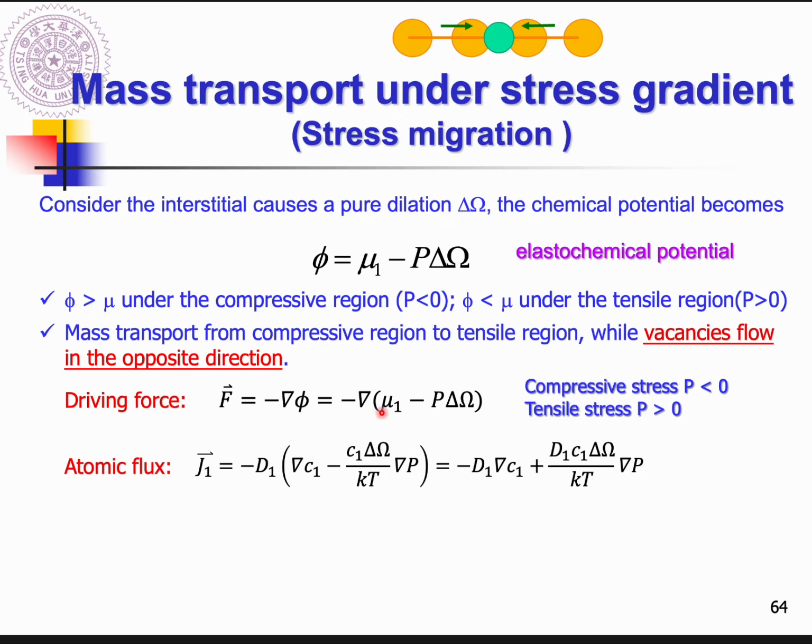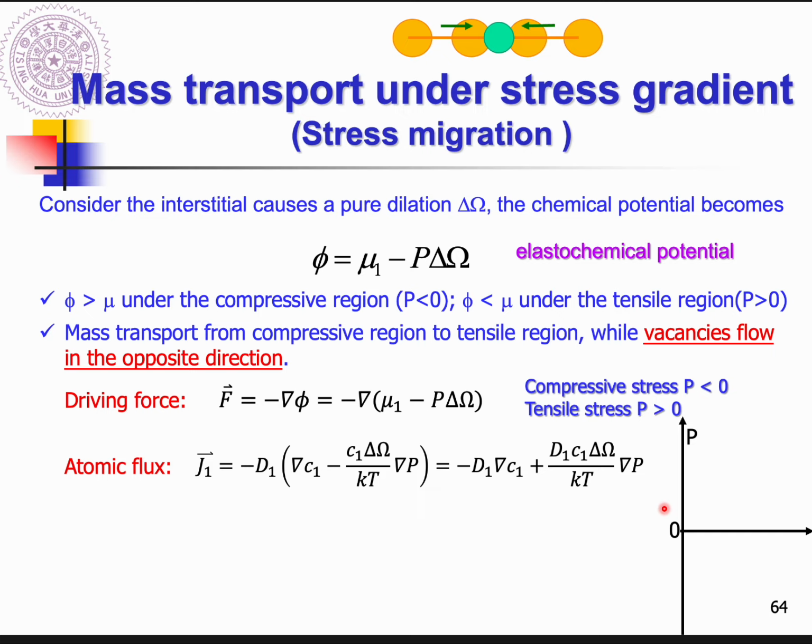So the atomic flux would be: the first term is due to the concentration variation, so you use minus diffusivity times concentration gradient. The second term is due to the stress field, so we use the mobility, concentration, and driving force. And don't forget, negative becomes positive, so here it is also positive: mobility, concentration, and driving force. The driving force is omega times the stress gradient. So it is expressed like this.